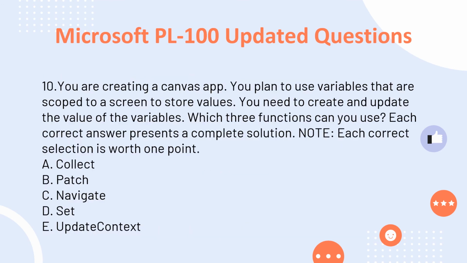10. You are creating a Canvas app. You plan to use variables that are scoped to a screen to store values. You need to create and update the value of the variables. Which three functions can you use? Each correct answer presents a complete solution. Note: each correct selection is worth 1 point. A. Collect. B. Patch. C. Navigate. D. Set. E. Update context.